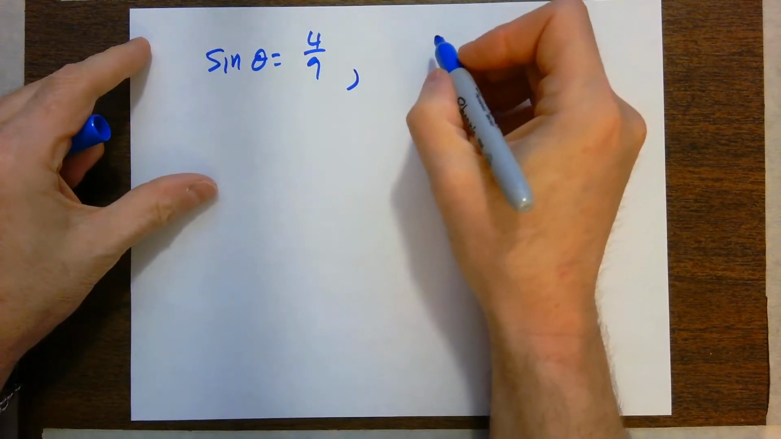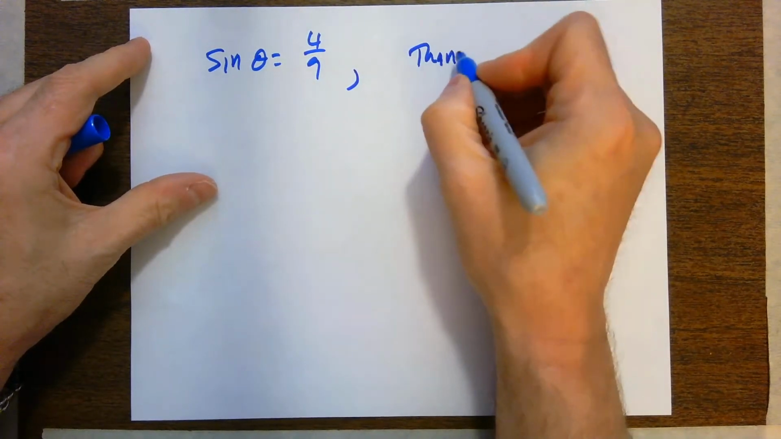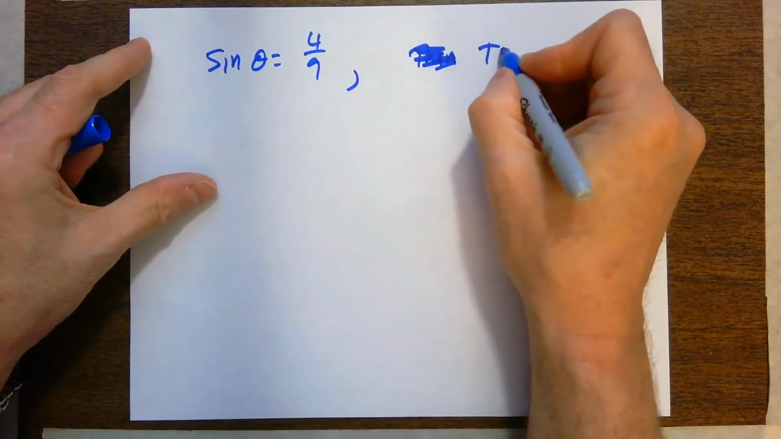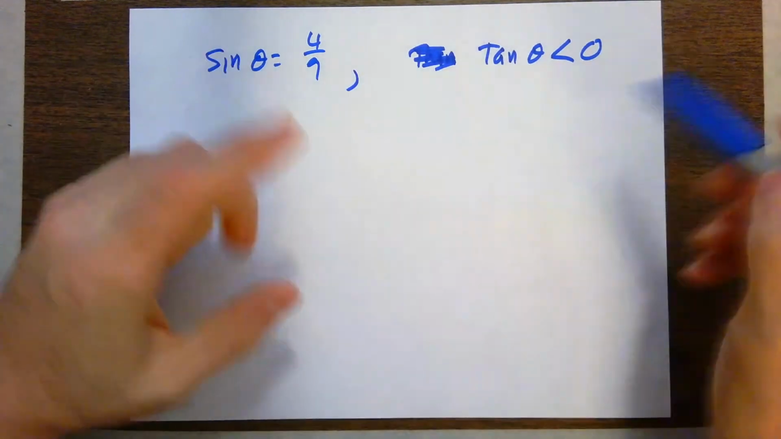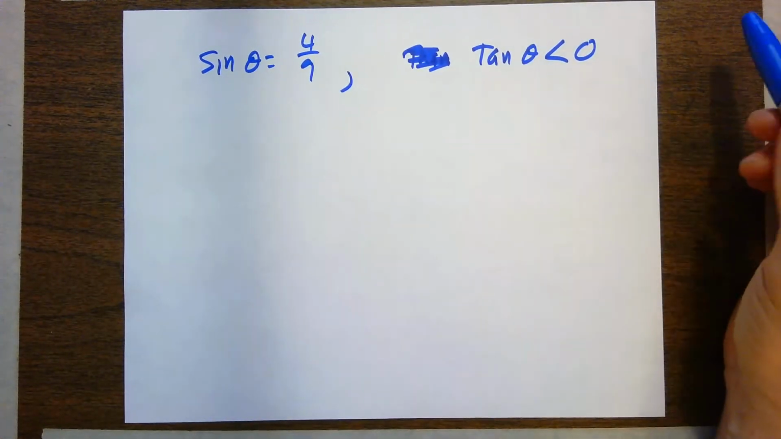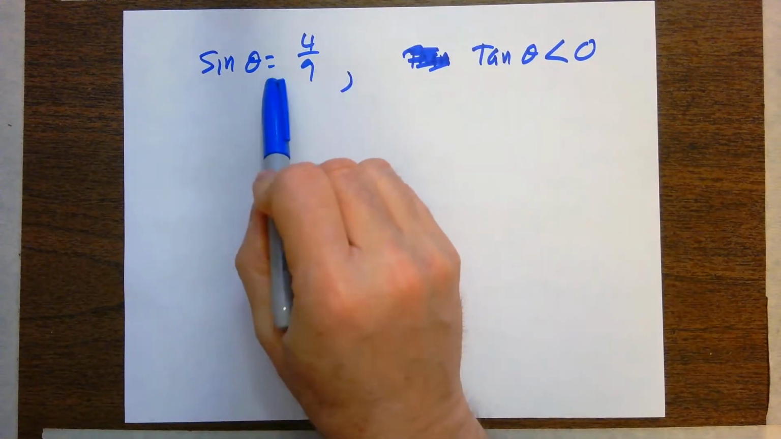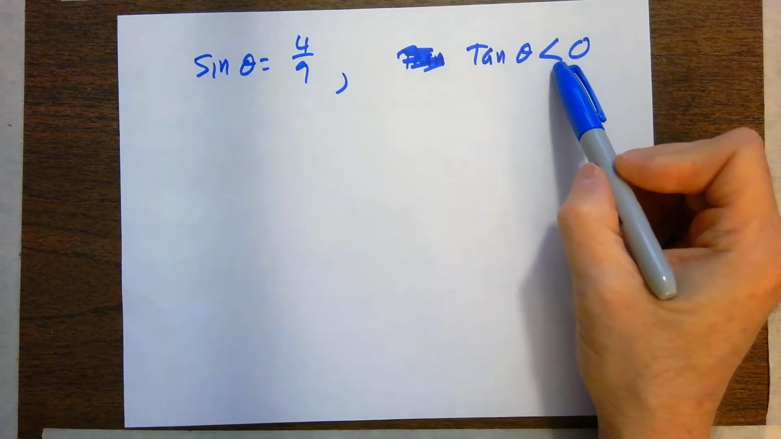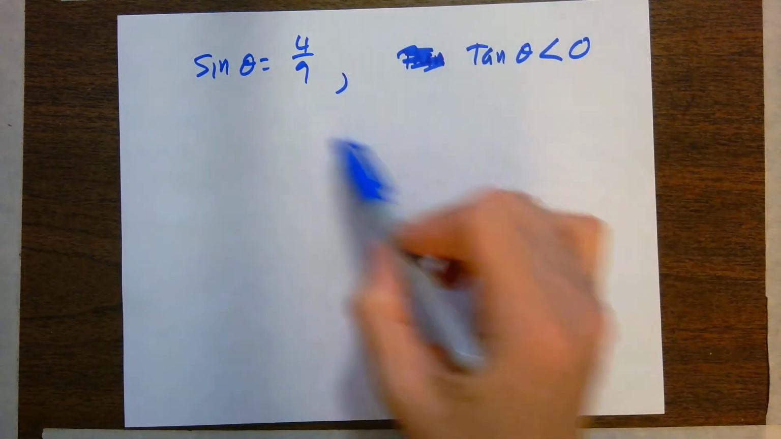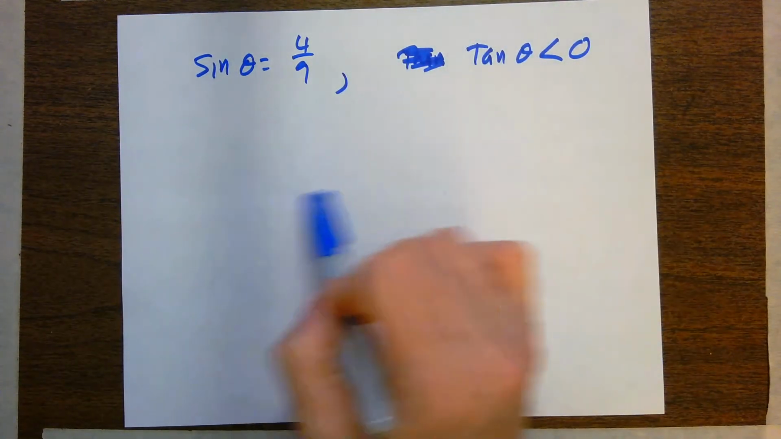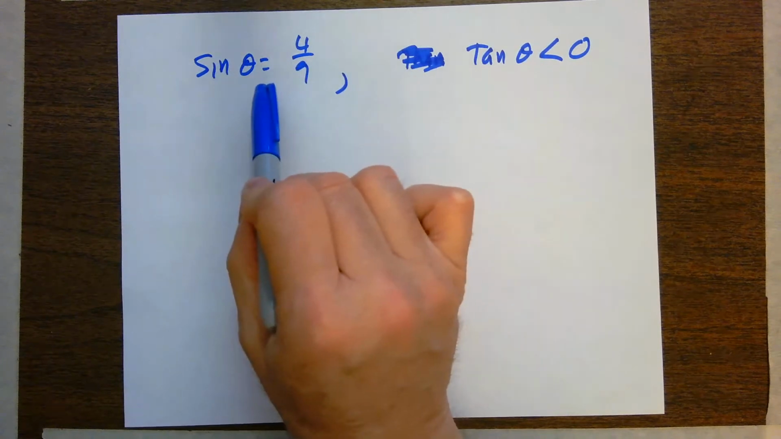But I'm going to give you some more information. I'm also going to tell you that the tangent, whoops, I spelled that wrong. The tangent of the angle is less than 0. The tangent's negative. So now if I take the fact that the sine is positive and the tangent is negative, that tells me it has to be in the second quadrant. So what I want to do is graph this angle. We're going to look at it and take a closer look at it.